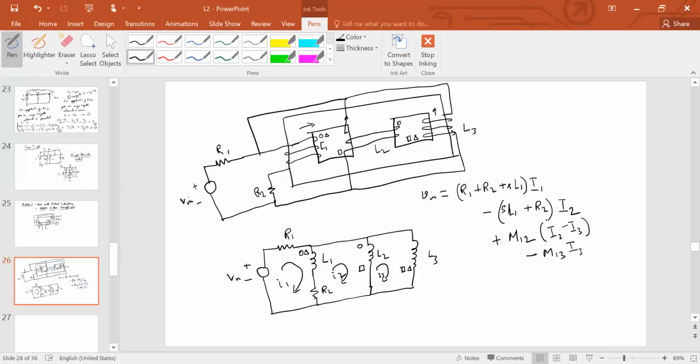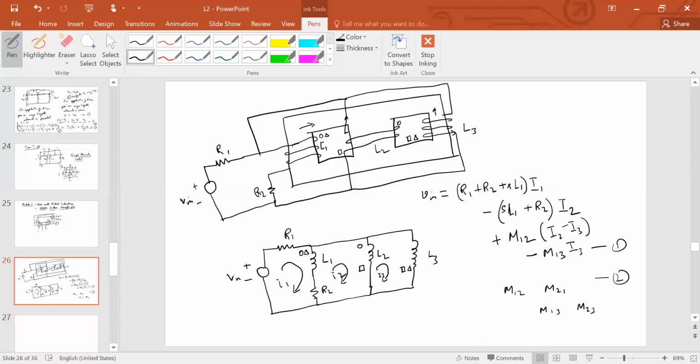Of course, the rest of it is pretty trivial. But if this is the first equation, and you're writing the equation for the second loop, there will again be M12, M21, M13, M23, right? So what will be the respective signs of these?